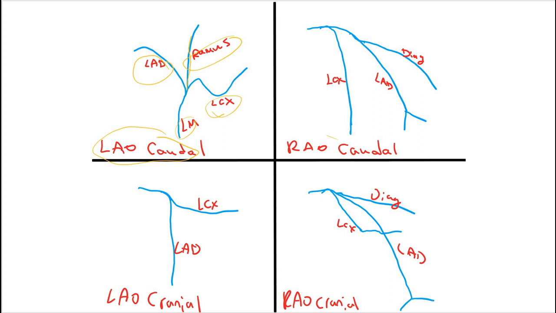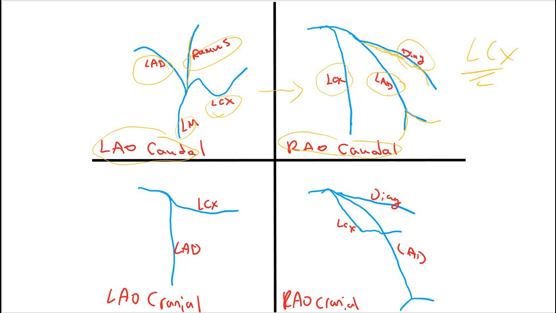The next view is the RAO caudal view, and the way I think about this is that if you rotate the LAO caudal view towards the right, you get pretty much the image here. So here you have the left circumflex coming down, and then the LAD is over here, and the diag that comes off the LAD pretty much creates a contour of the left ventricle. I also want to make a note that the LAD sometimes has these characteristic mustache branches. Once again, for the caudal views, the main focus is the left circumflex artery.